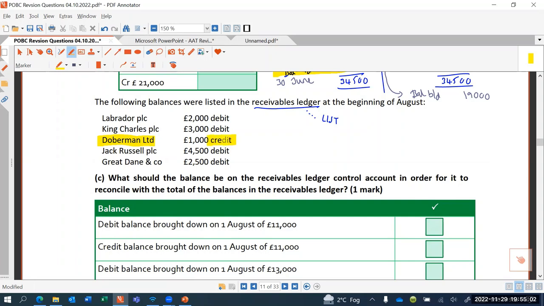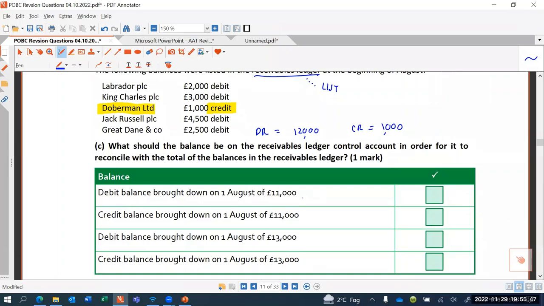And remember, these are customers. They're supposed to owe me money. So it looks like there's a problem with Doberman. Maybe they paid me, forgot they'd paid me and paid me again. So they've ended up with a credit balance. They've ended up where I actually owe them money. So when I have to add this list up now, I added all the debits and say, well, I've got 12,000 altogether in debits. So they're the people that owe me money. But I've got one person, Doberman, who's a credit, and I owe them. So they must have paid me and forgotten and paid me again. So in total, I've actually only got 11,000 of debits because I've got to net off the 1,000 credits.